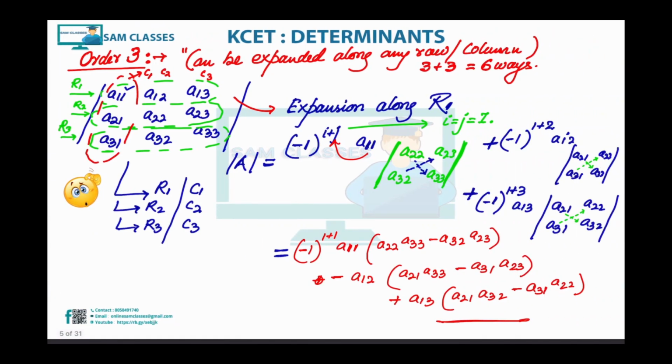Okay. Now, let's see for a 3 cross 3, or for an order 3. Now in case of order 3, what happens? The determinant can be expanded along any row. You can expand along row 1, row 2, or row 3. Somebody says, sir, if we can do along rows, why can't we do along columns? Yes, definitely you can do along columns. Column 1, column 2, column 3, whichever you want, you can expand. I'm just showing here in this video for R1, row 1. You can do for any. You can check with all six also.